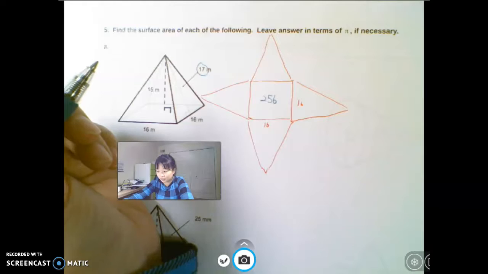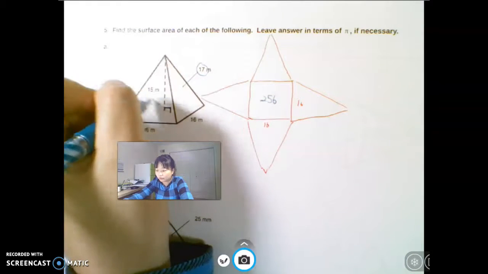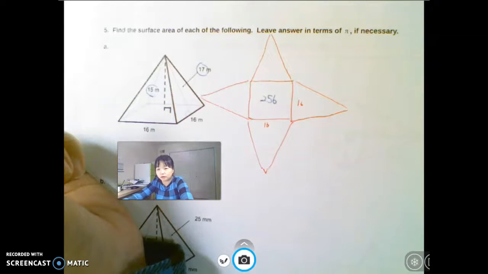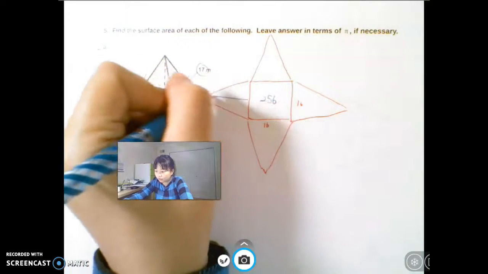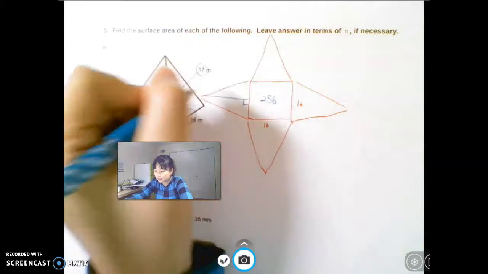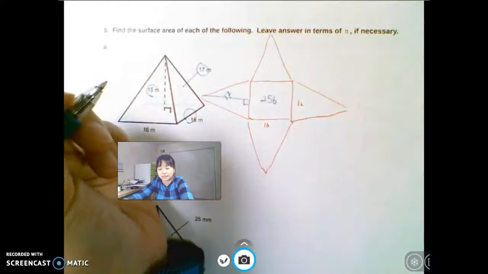And then for each triangle, you just have to be really careful that you have to use the slant height, which we talked about, but that's why we need to talk about slant height. I know the height of the pyramid is 15, but that is not something we use for the surface area. So for the triangle, the base is 16, but the height of each triangle is going to be 17, so that's the slant height.